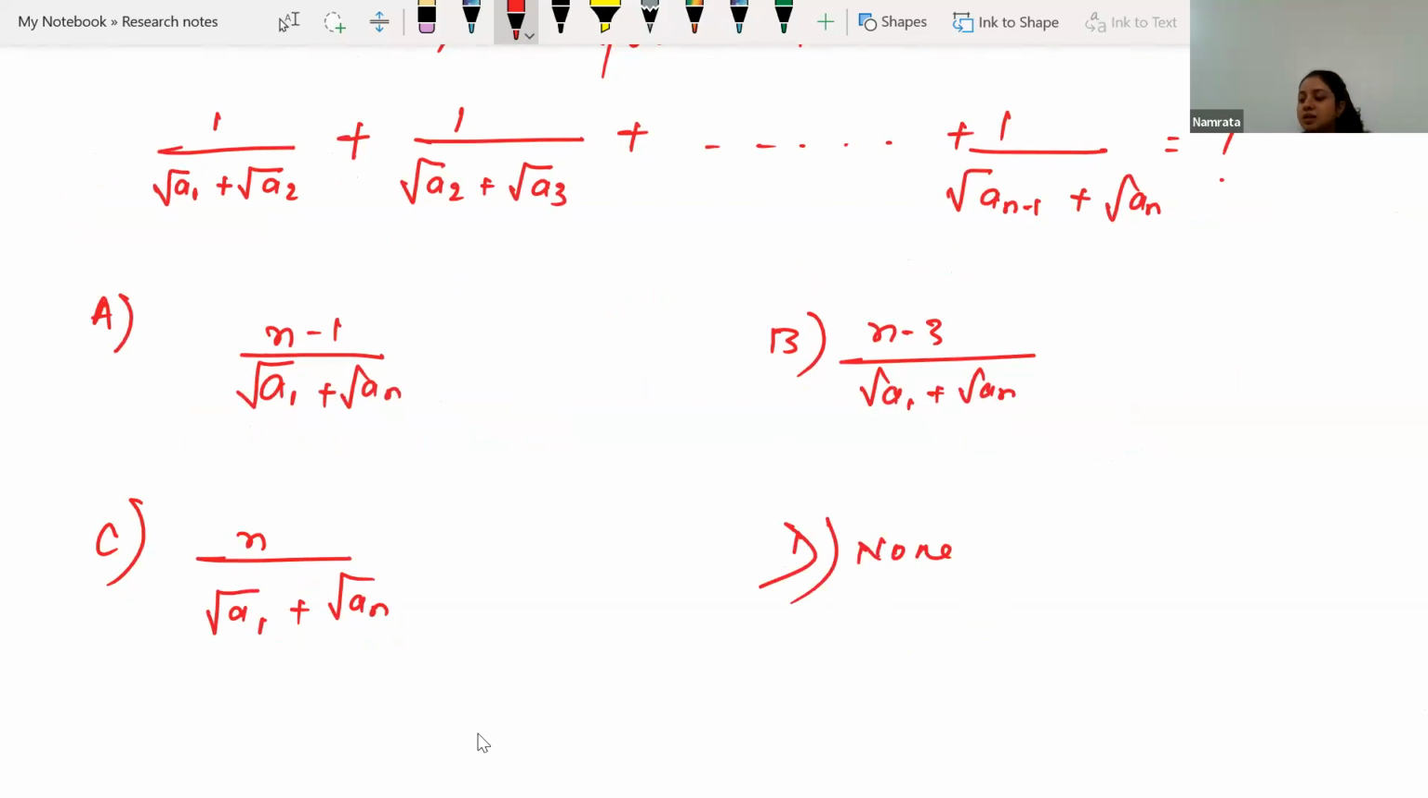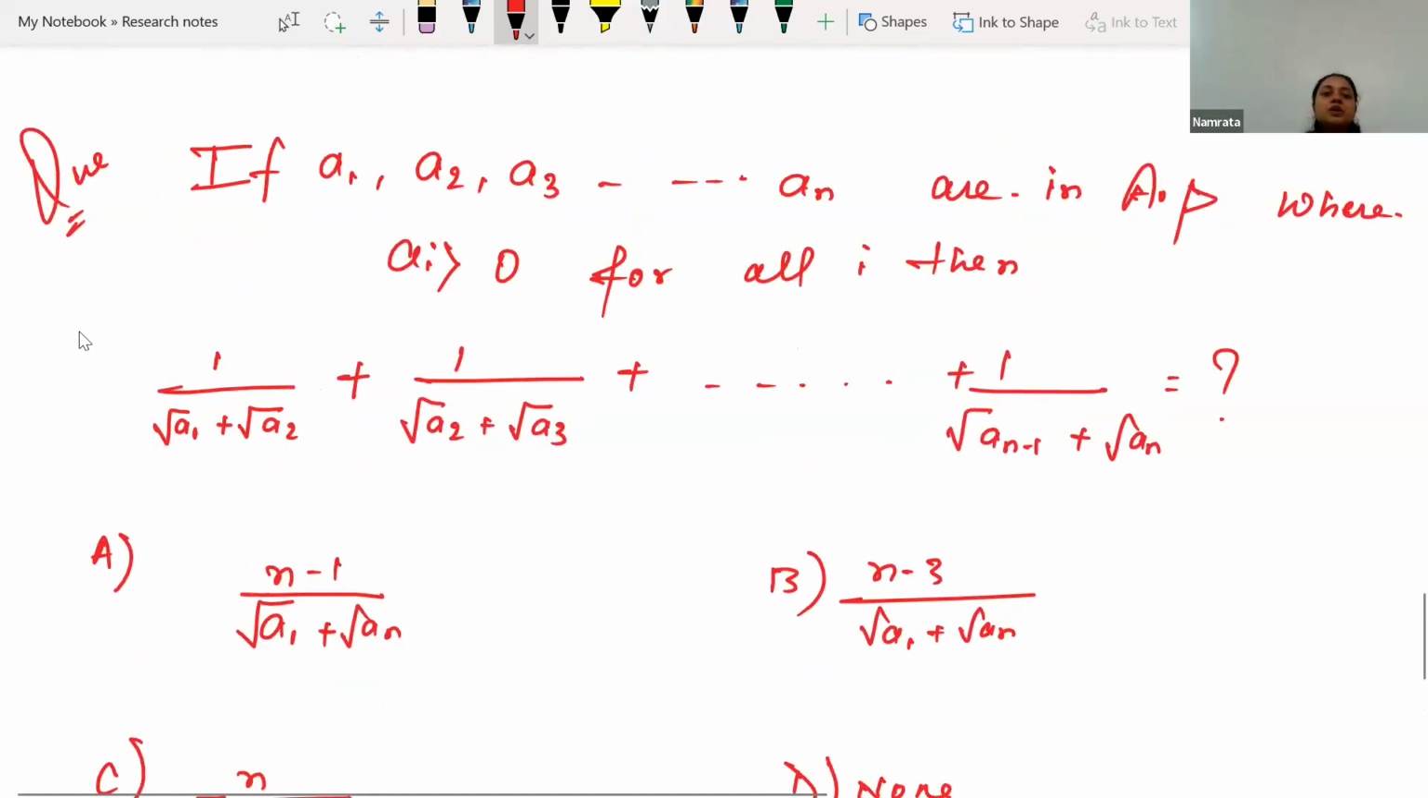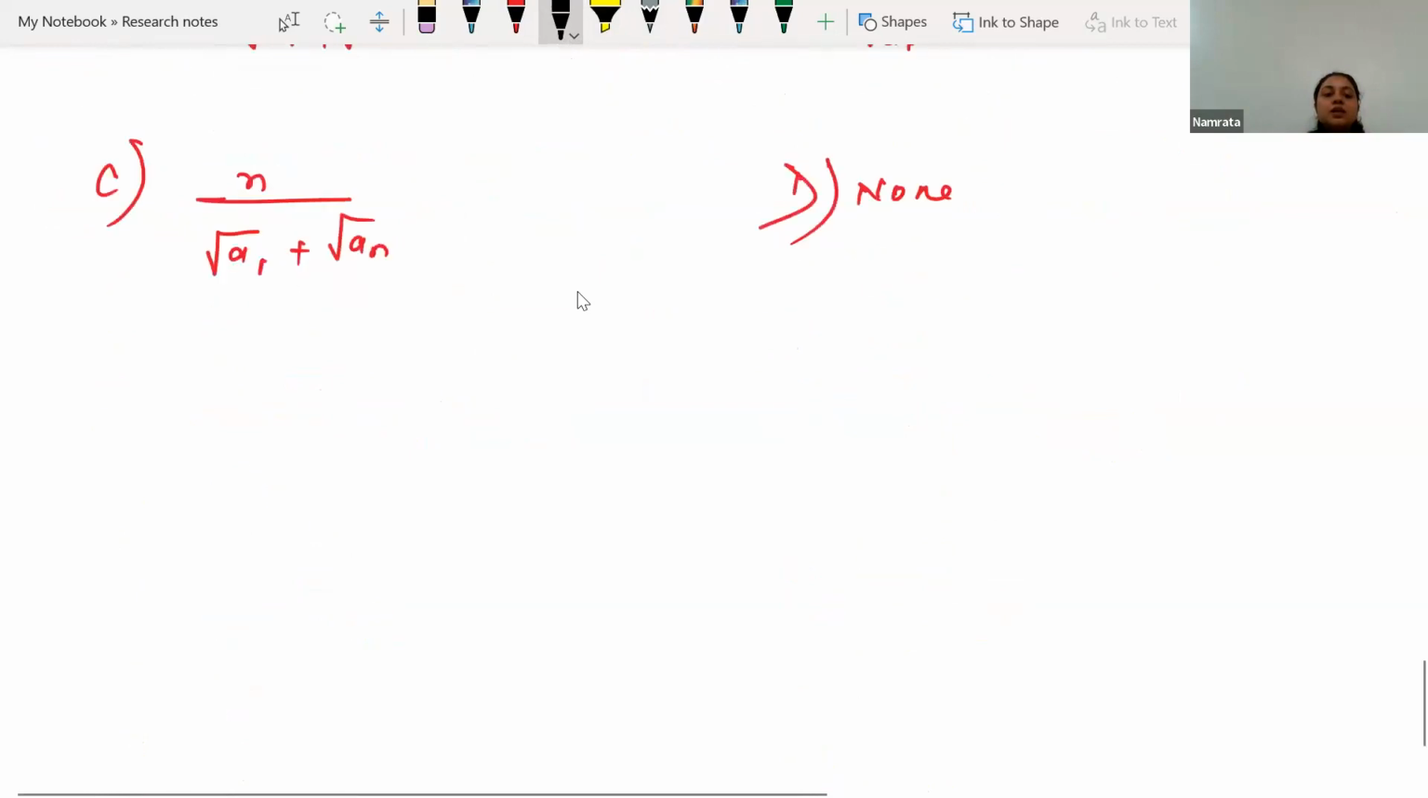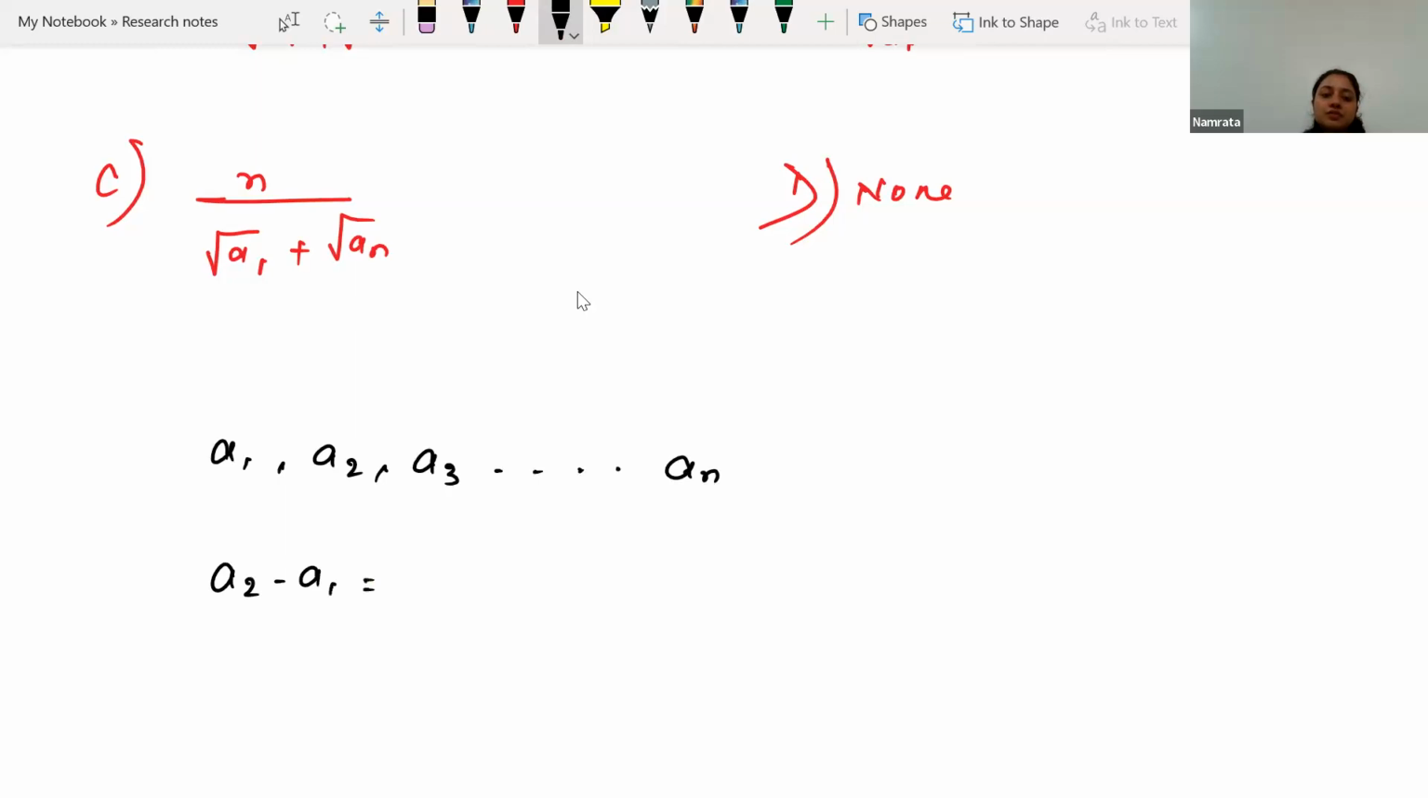Okay, let's understand the concept at first. Here it's given that a1, a2, a3, ..., an are in AP. So can I write a2 minus a1? This is the common difference d. a3 minus a2 also comes out as the same common difference d. Right, Lena? Or a4 minus a3 has to be the common difference because this is in AP.